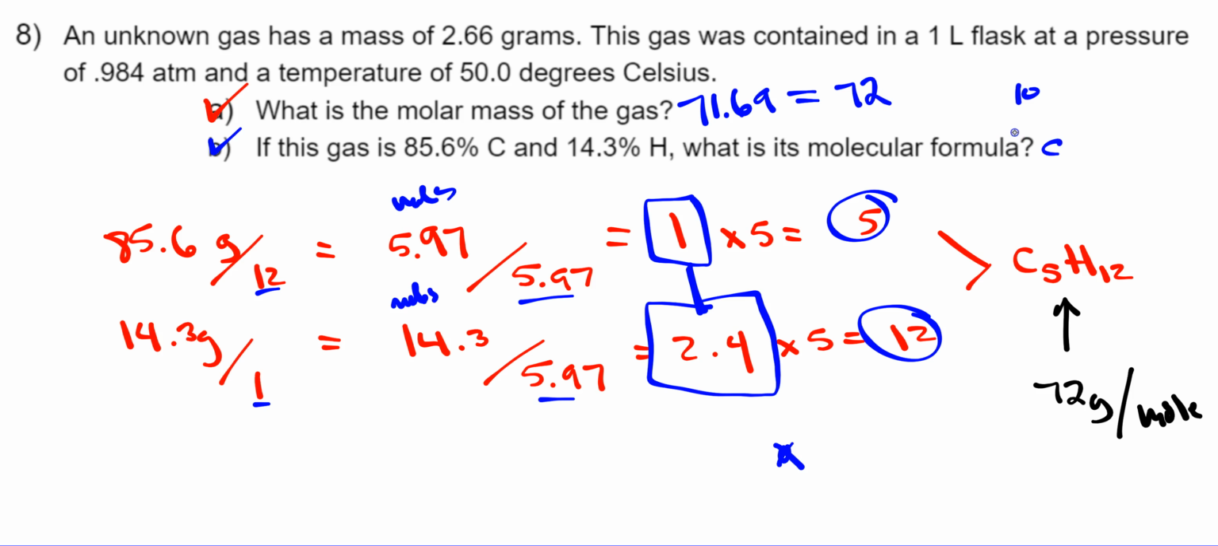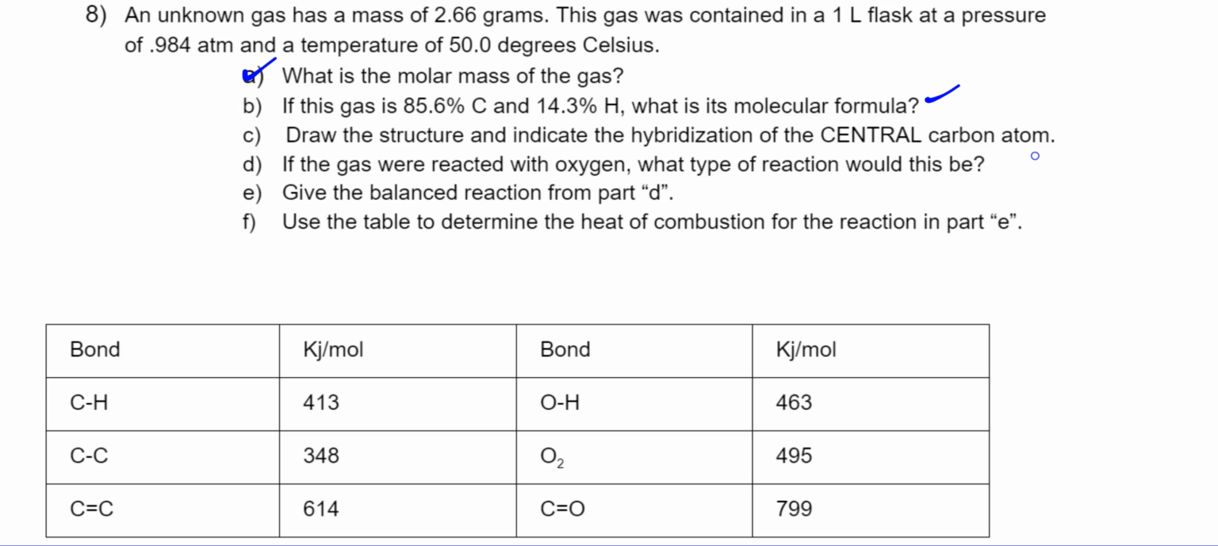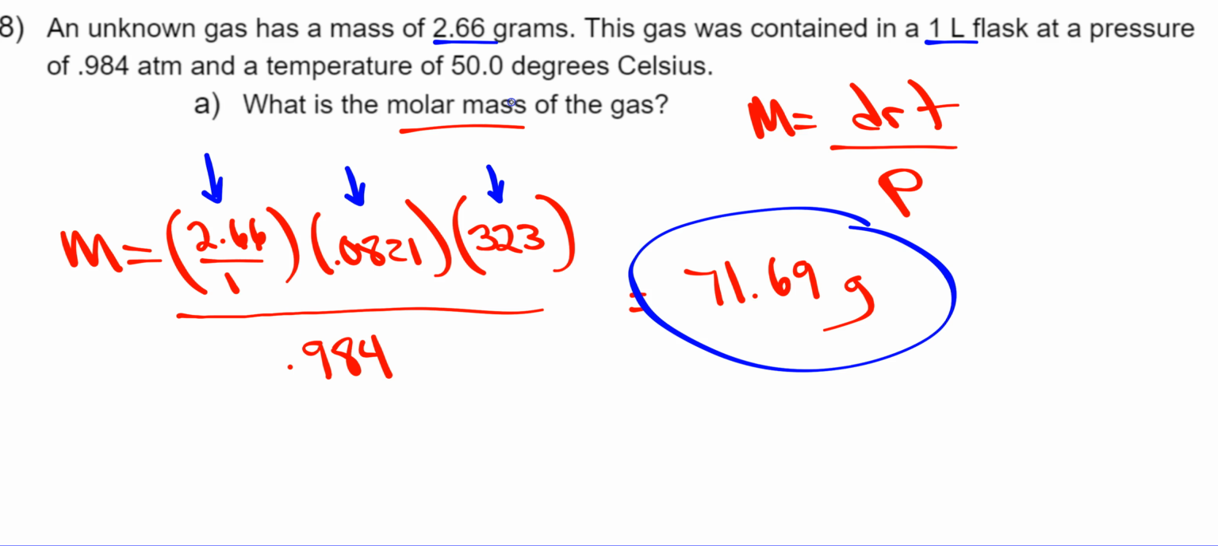So that's a C. I have no idea where that came from. All right, and we'll move to part C. Oh, that's where it came from. Part C says to draw the structure and indicate the hybridization. So this will be chapters 8 and 9, which we just finished.